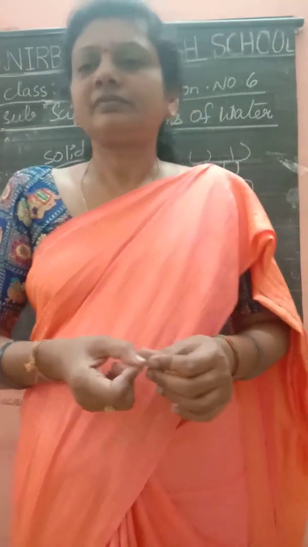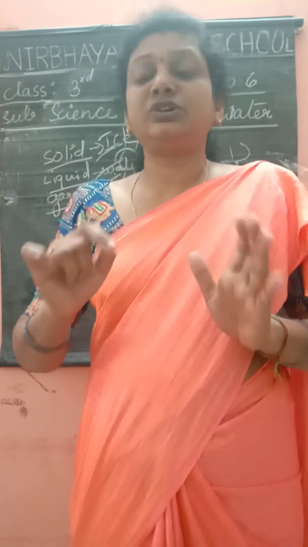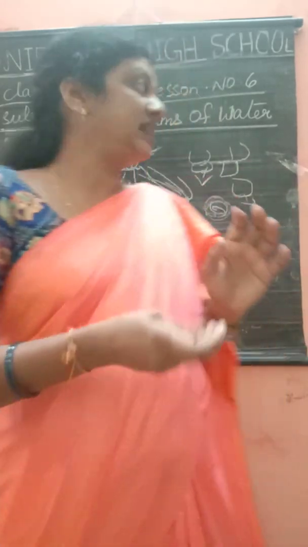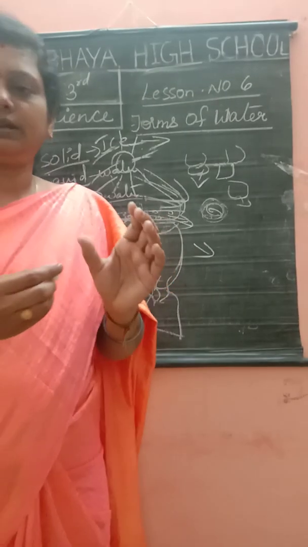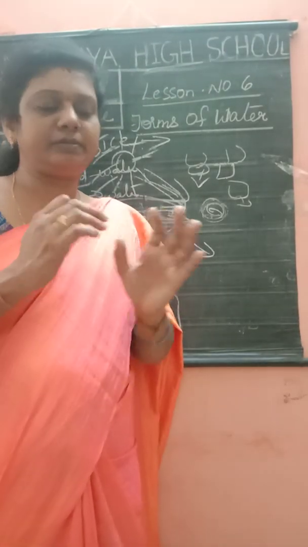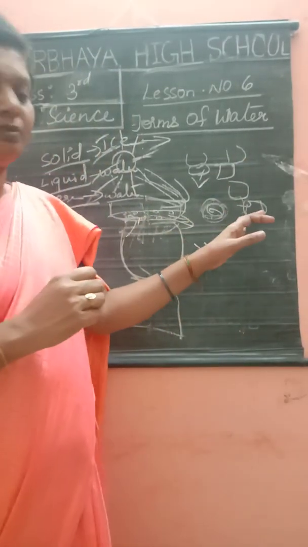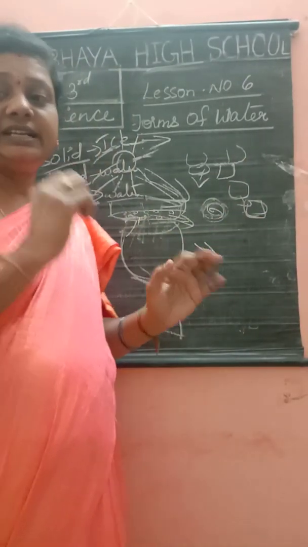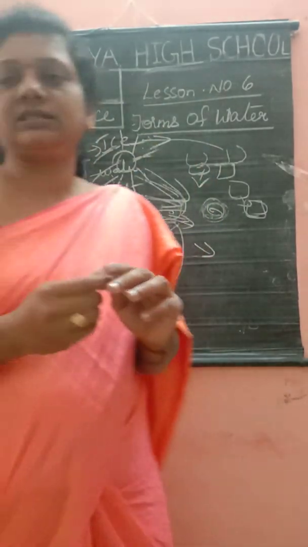And ice has a shape. It does not flow. If I put it in some bowl, it will be like a cube. If the bowl is like a cube, it will be in that shape only. Does the ice flow? No. And water flows.